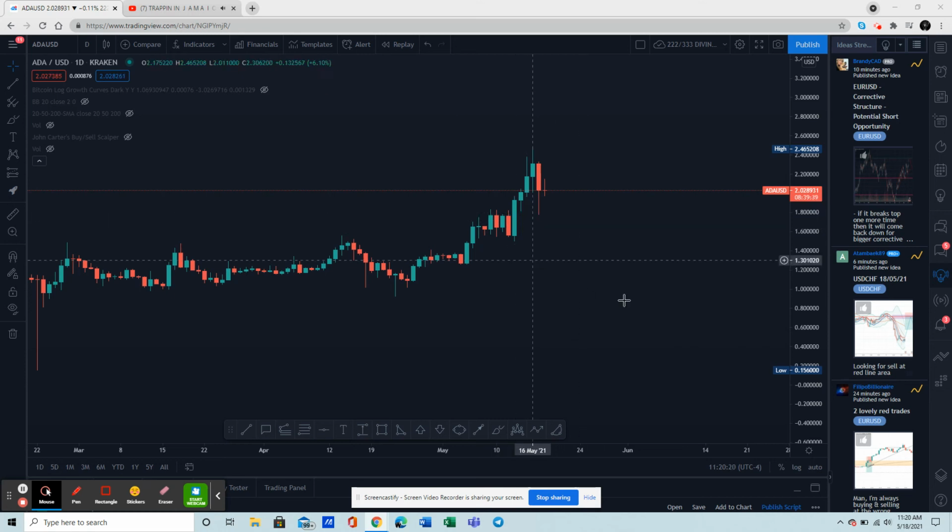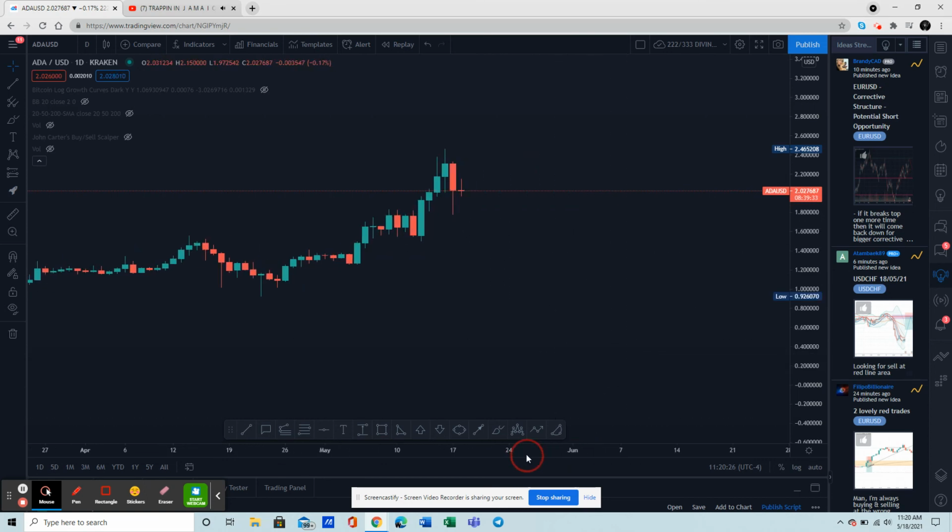Just looking at Cardano, did some interesting things. If you've been following me, you know that I sold up here at the height, and I was looking for a second entry to get back in. I missed it. Yesterday on this daily candle, we did get a wick down to the $1.76 region. If we look, we see that this was market structure.